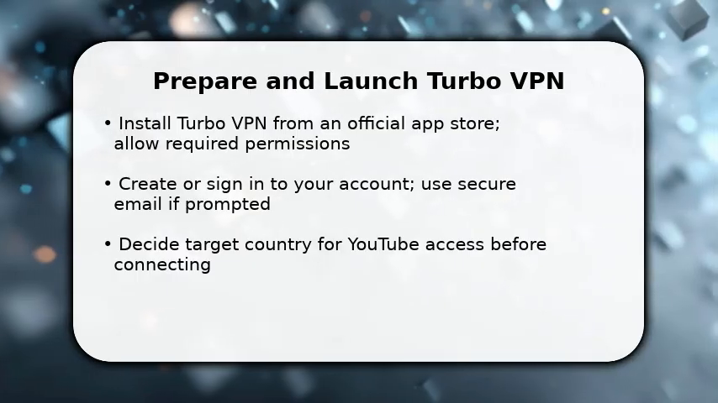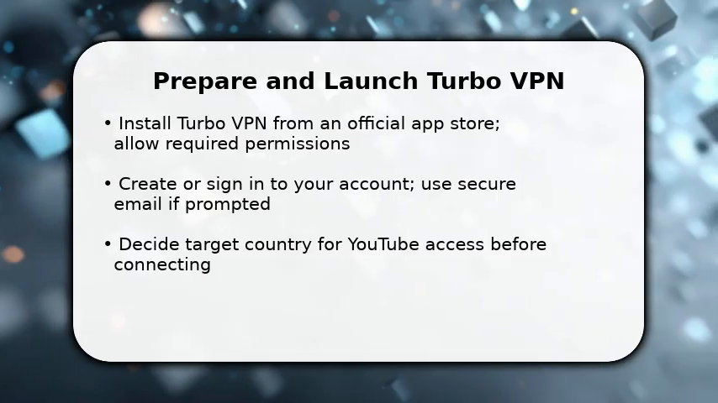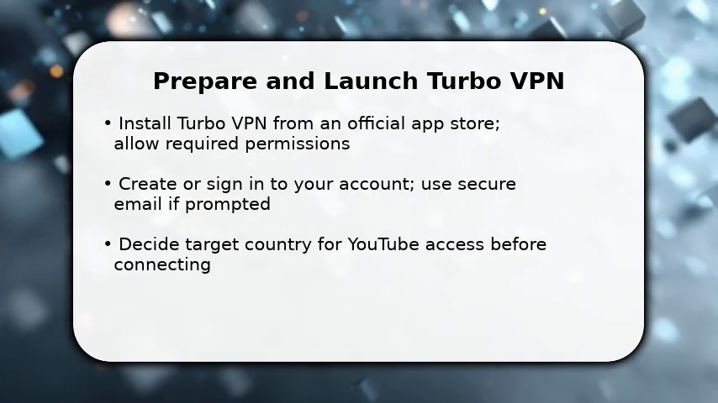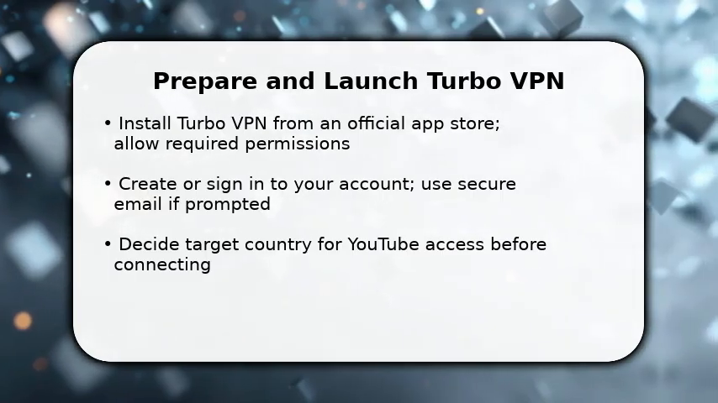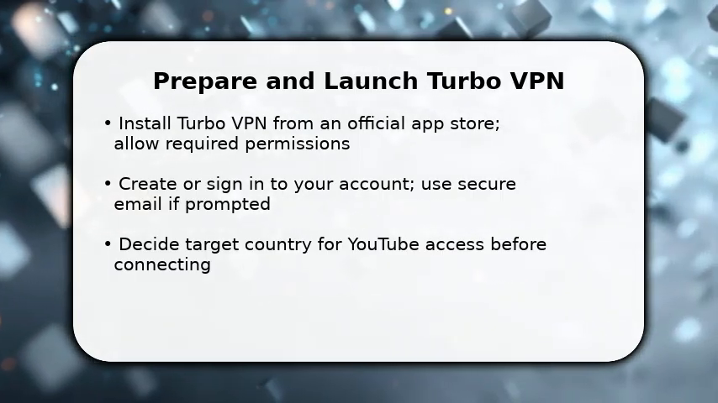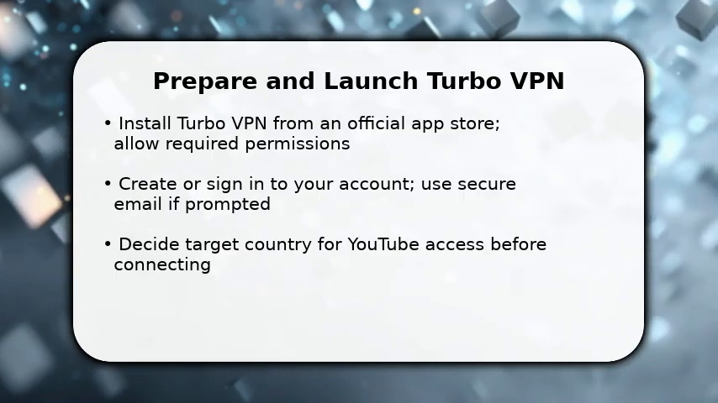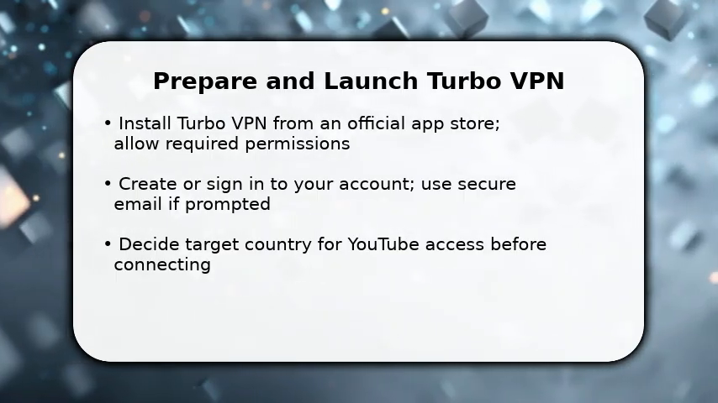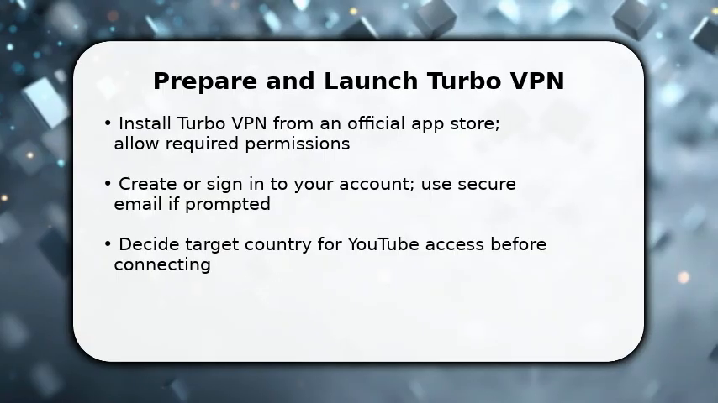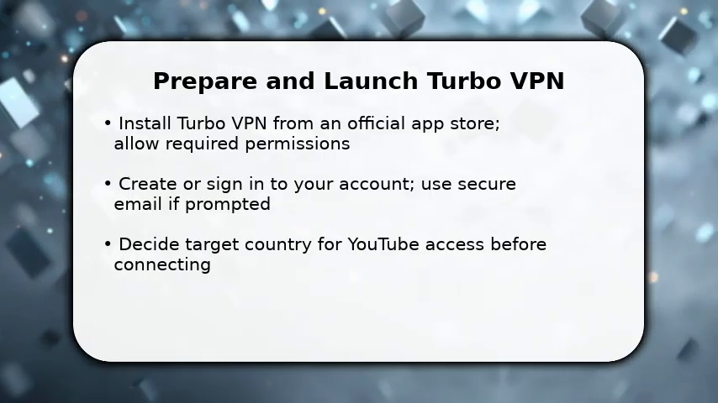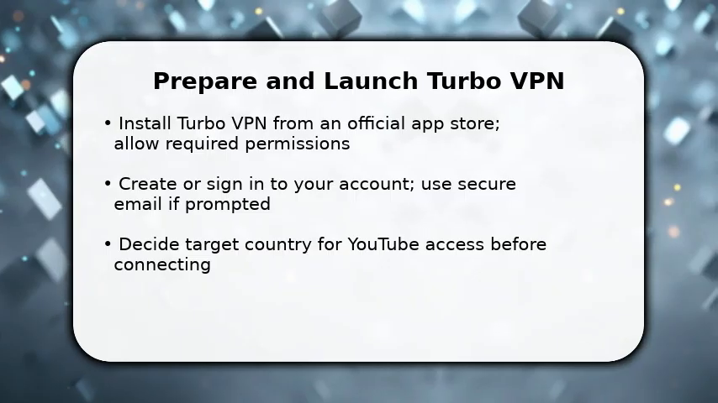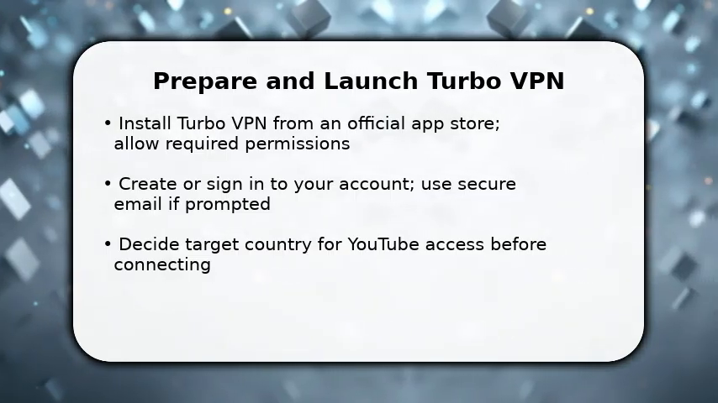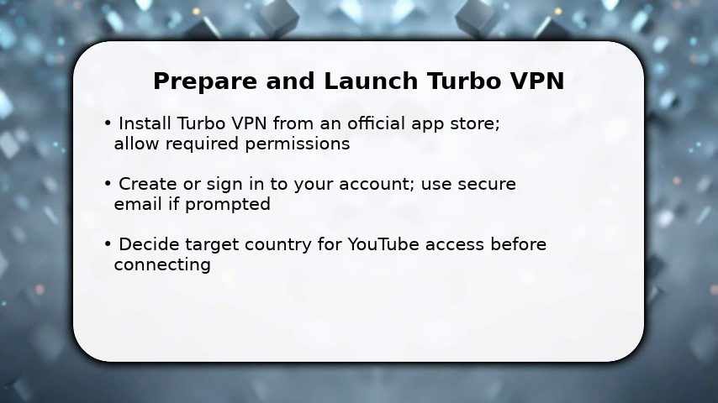You start by installing Turbo VPN and granting the essential permissions. Do that now so the app can create a secure tunnel. Once installed, sign in or create an account, use a secure email, and enable basic settings. Make sure you pick the country you need for YouTube access before connecting, because your region selection determines available content and speed. This gets you immediately into the app and ready for the connection step without extra setup delay.